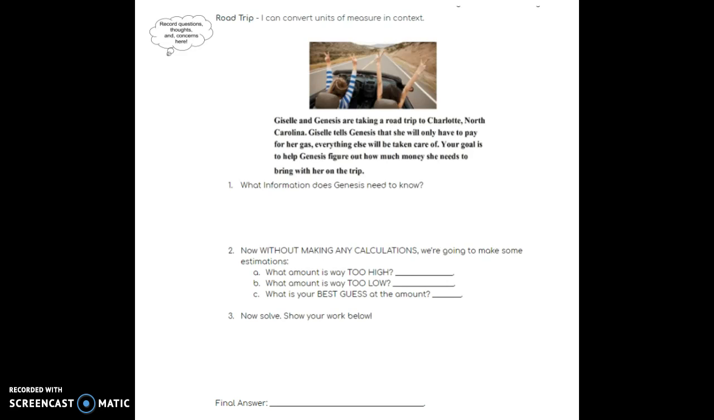So what does she need to know to figure out how much money she needs to bring for gas? She needs to know what kind of car they're riding in, and the miles per gallon of that vehicle. She also needs to know how far it is to Charlotte. And she needs to know, are they going one way or are they going two ways? Are they coming home? I mean, are they living in Charlotte, North Carolina forever after this?